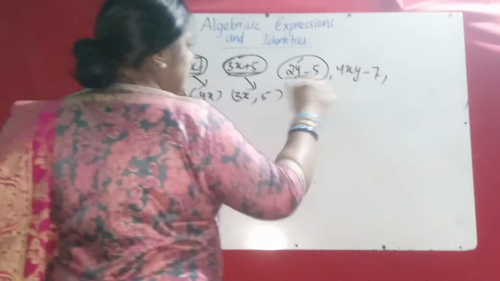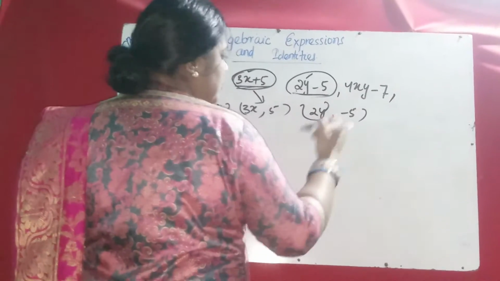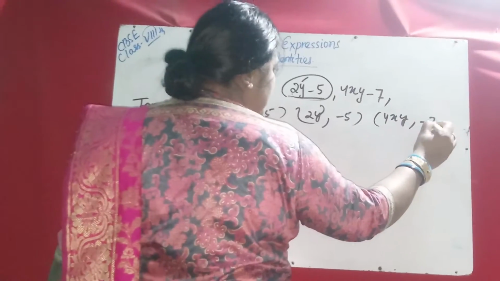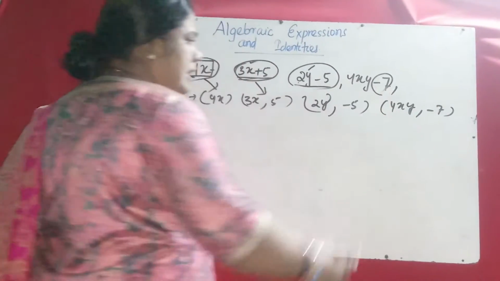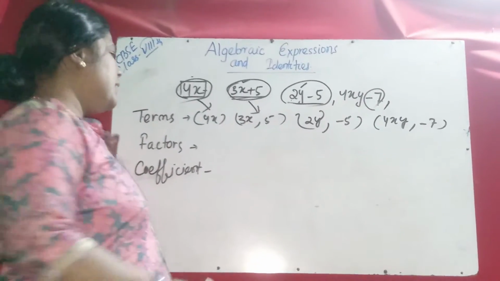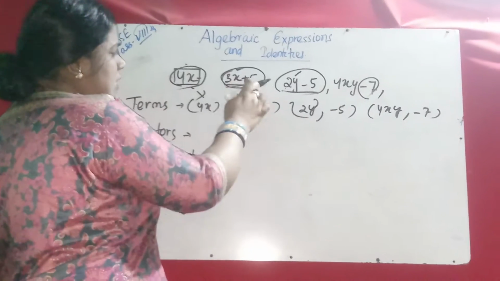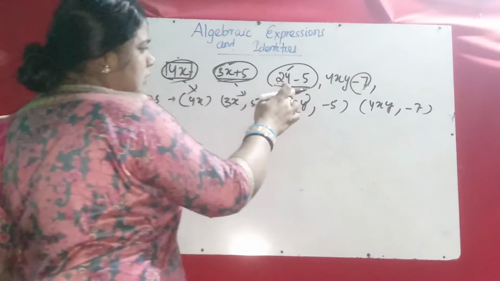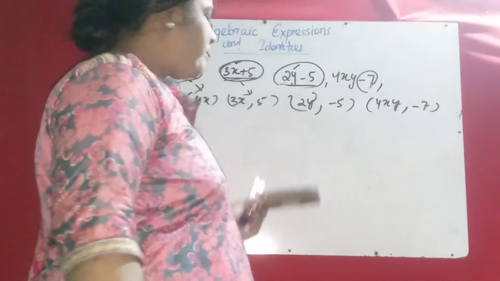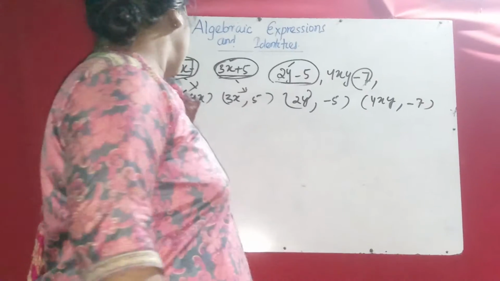And in this, 2y is one term, another is minus 5. Two terms are there. Here 4xy and minus 7. You include the sign also. These are called terms. So here how many terms? Here one term. In this expression, one term. Here two terms. Here also two terms. Here also two terms are there. This algebraic expression is constructed with one term, two terms, two terms, two terms.